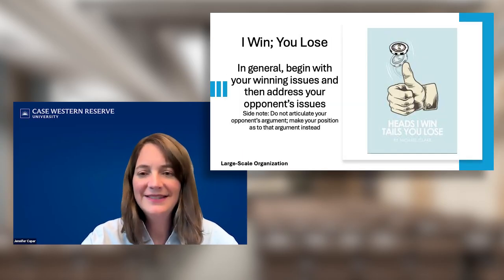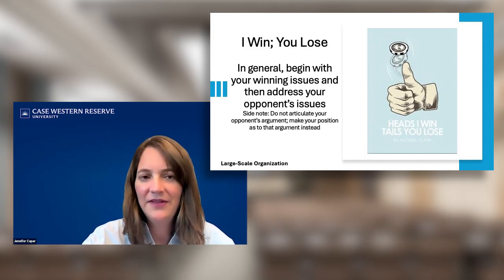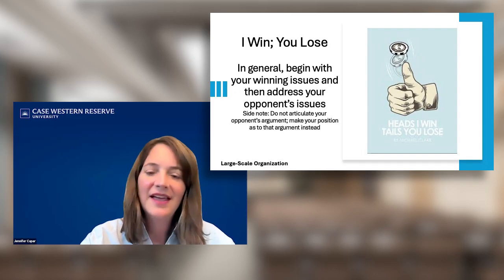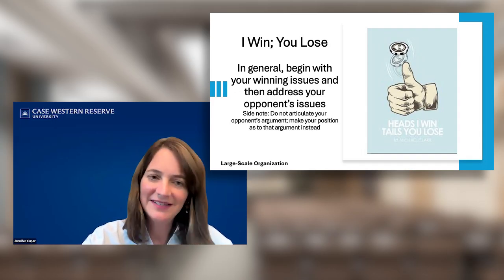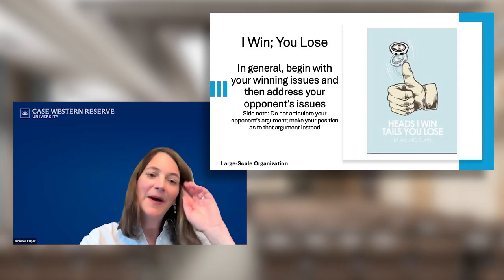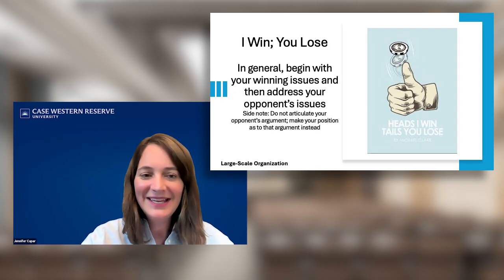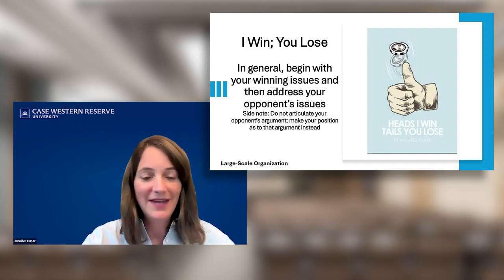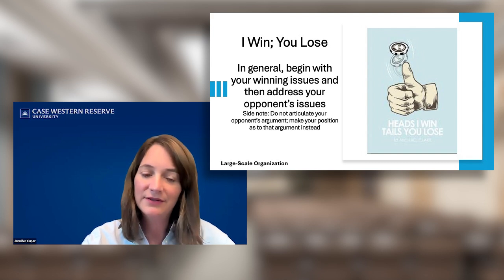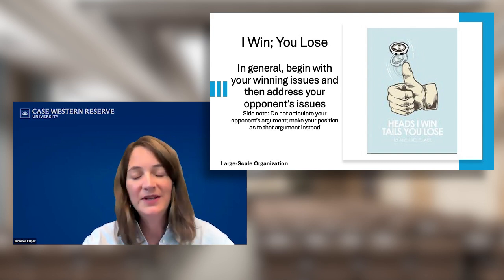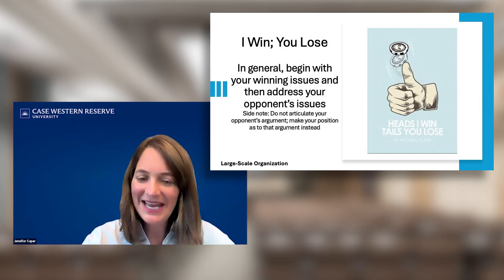That's why when I teach brief writing with my students, I use what I call the I win, you lose approach. In another session, I believe you learned of this as the positive negative approach. I actually prefer I win, you lose to positive negative. And the reason why is that I believe strongly that you begin with your winning issues, and then you turn and address your weaker arguments or your opponent's issues, but you don't treat them as negatives.